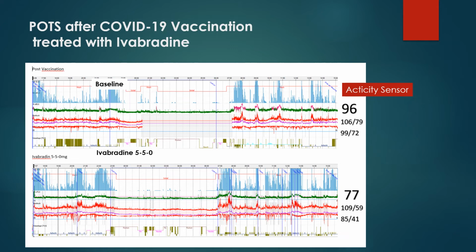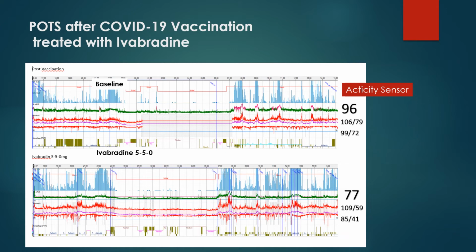This is the first case of an adolescent with postural orthostatic tachycardia syndrome after COVID-19 vaccination. 2 weeks after vaccination, she isn't able to visit school, and she had a hospital stay with no results. Using this 24-hour Holter ECG, there's a clear increase of mean heart rate to 96 beats per minute with a normal pressure.